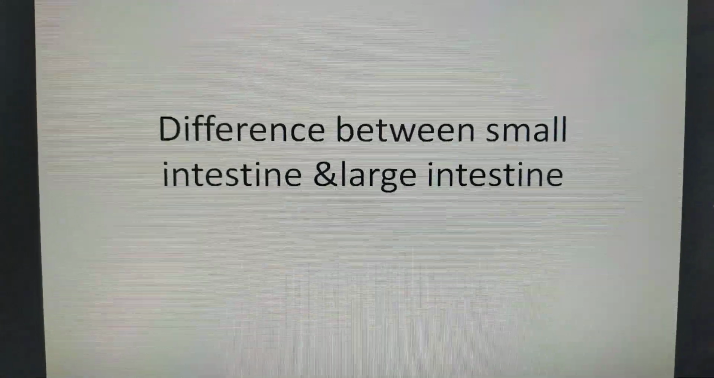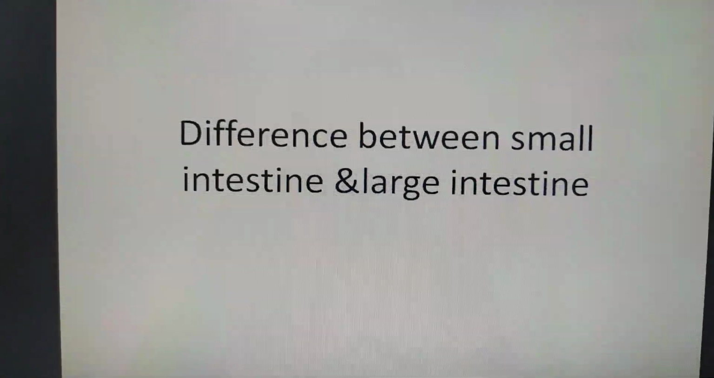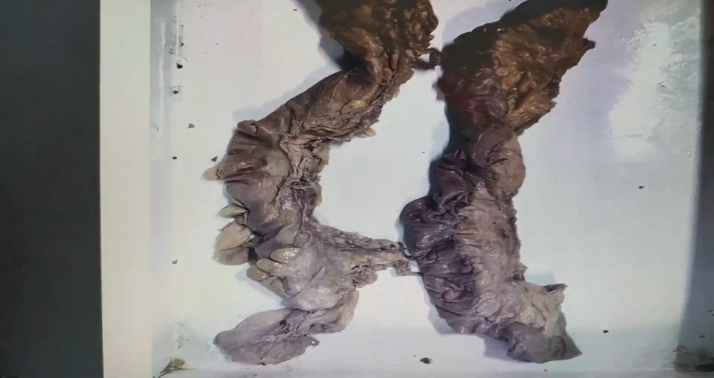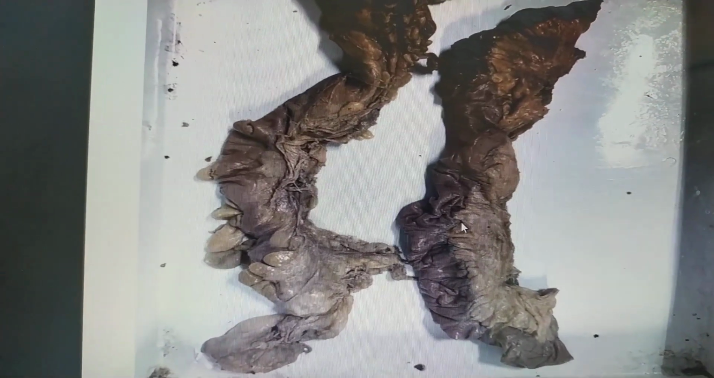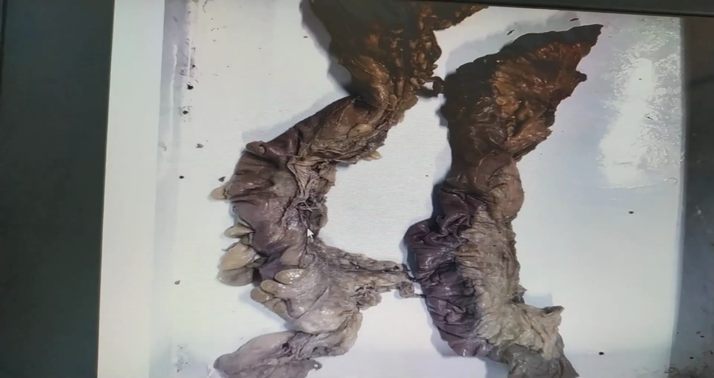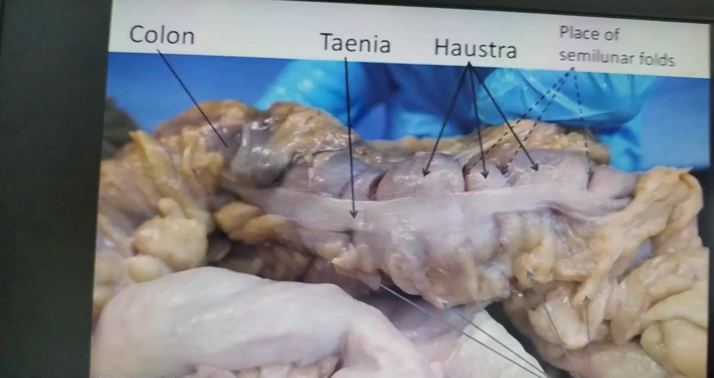Now coming to the difference between the small intestine and the large intestine. Now as you know, here in this dissected portion of the intestine, you can see this is the portion of the large intestine, and this one is the small intestine. Okay, so the small intestine length is about 6 meter, while the large intestine is about 1.6 meter in length.